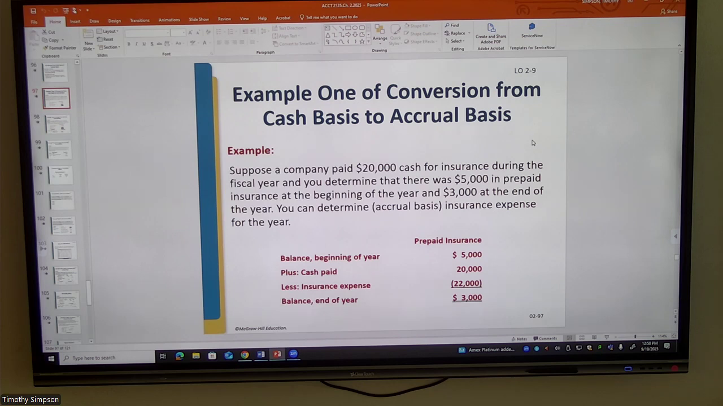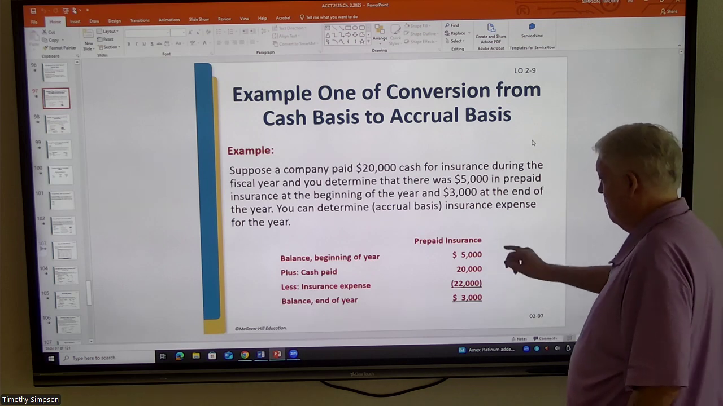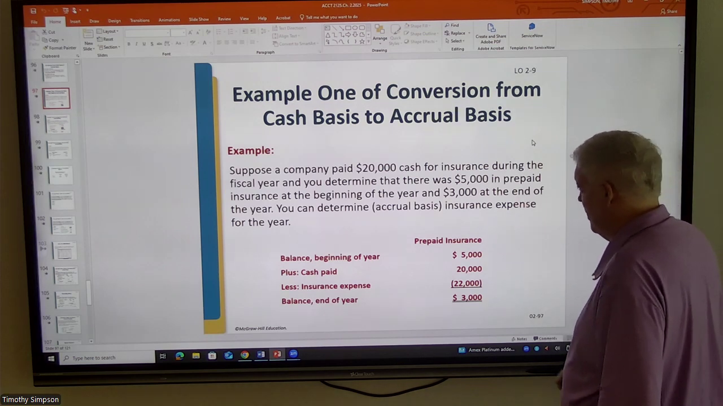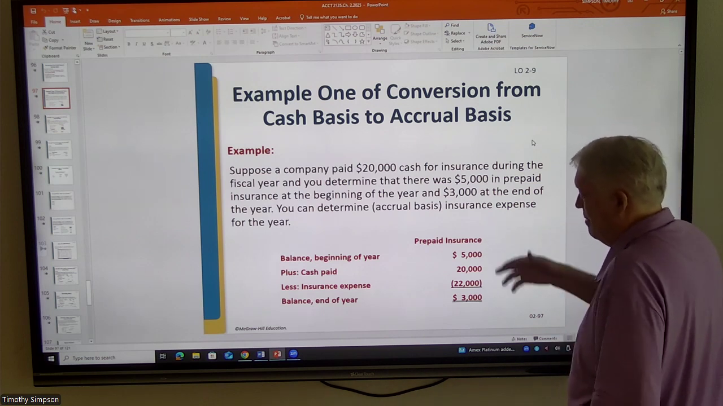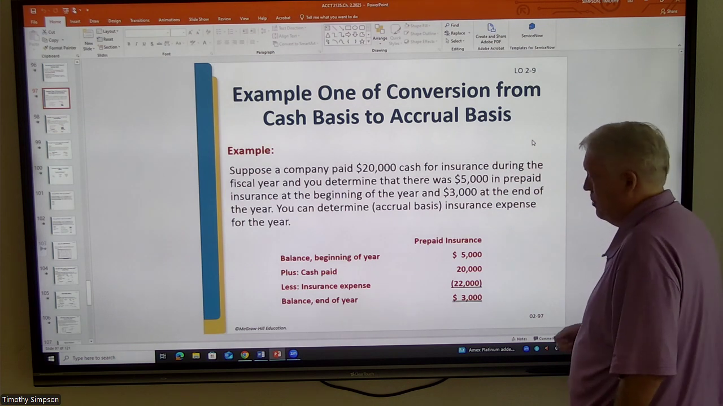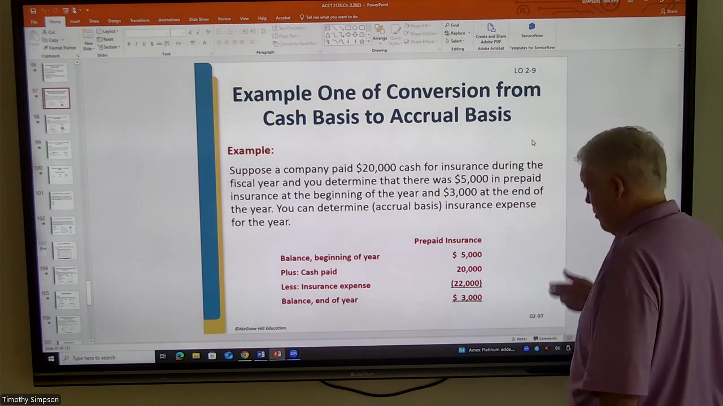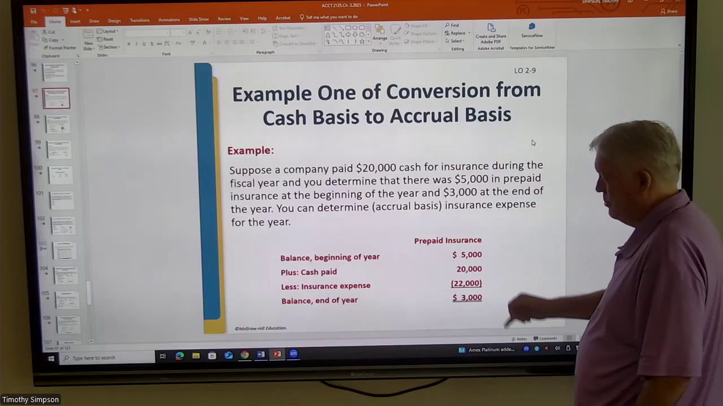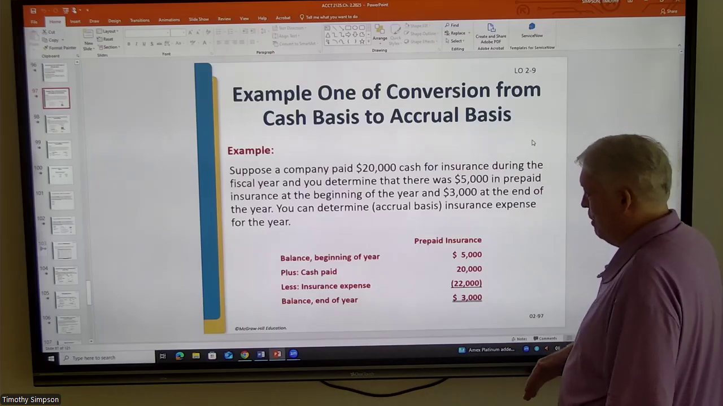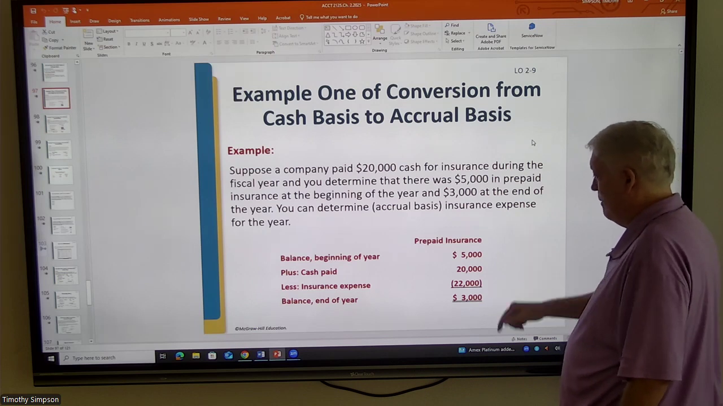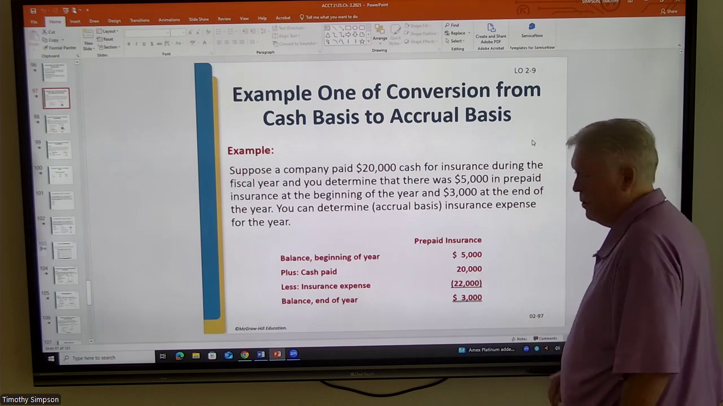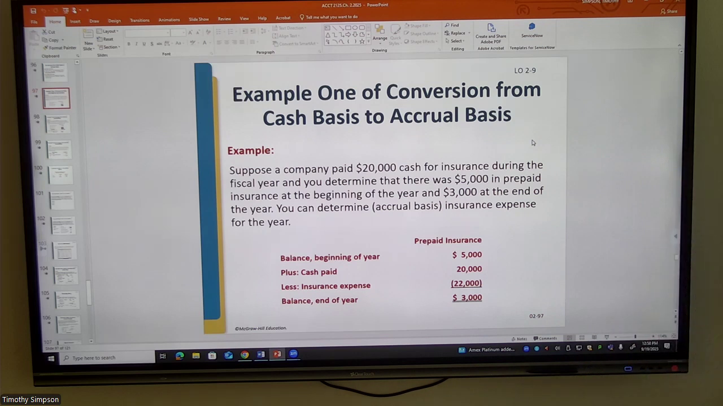And so we ended up recording insurance expense in this fiscal year of $22,000. $5,000 we inherited from the prior accounting period. $20,000, which is our assumption here, was actually used up and incurred during the period, but we had $3,000 that was paid but not incurred, so we're going to carry that over to the next fiscal year, much as we did the $5,000 for this year. As a result, $22,000 is the amount of recordable insurance expense for this accounting period.